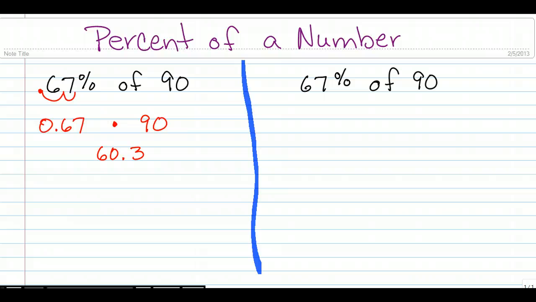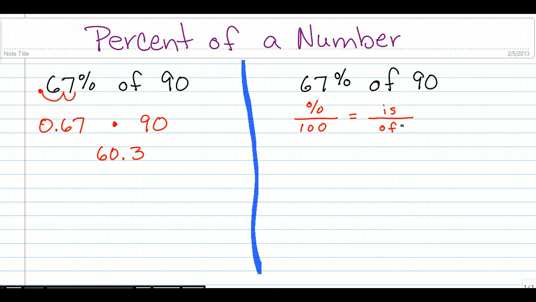Another way, for those of you who really love proportions, is to set up a proportion and then crisscross multiply, divide by the lonely guy. And the way you do that is you take whatever the percent is, you put that over 100, and then we have what we call is over of. I'll explain what that means in a second.